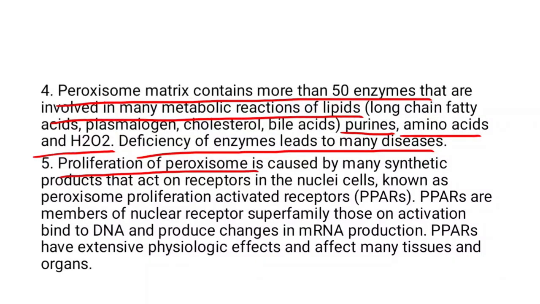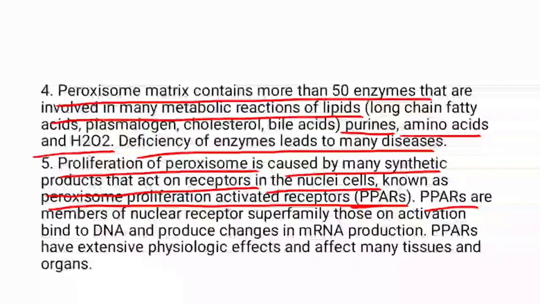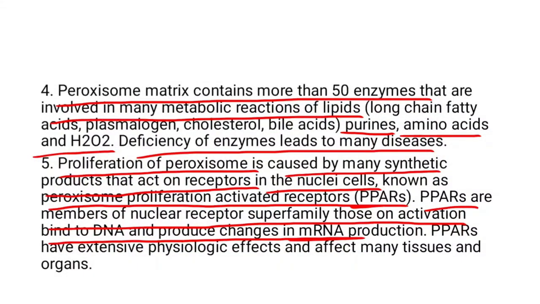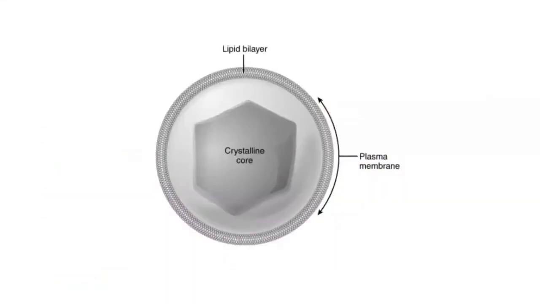Proliferation of peroxisomes is caused by many synthetic products that act on receptors in the nuclei of cells known as peroxisome proliferator activated receptors, PPARs. PPARs are members of the nuclear receptor superfamily, which on activation bind DNA and produce changes in mRNA production. PPARs have extensive physiological effects and affect many tissues and organs. So this is the structure of a peroxisome with a plasma membrane and crystalline core inside.